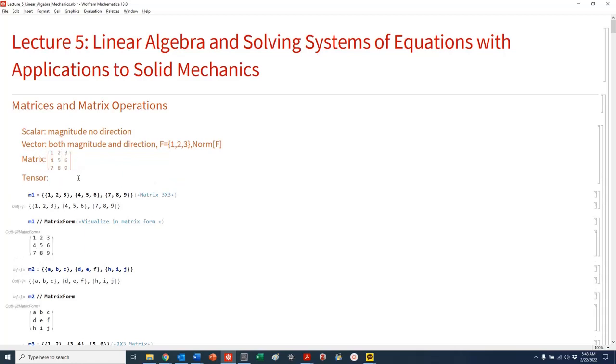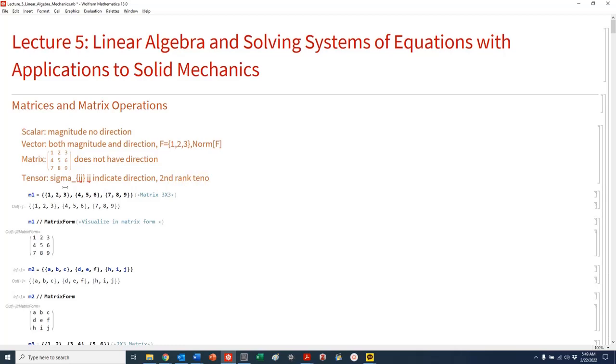A matrix, on the other hand, you've probably seen before. This is a matrix, effectively. Now a matrix does not have direction associated with it. A tensor, on the other hand, does. So in tensor notation, for example, this sigma ij, where ij are essentially indices that indicate direction. So you can have a second-rank tensor.